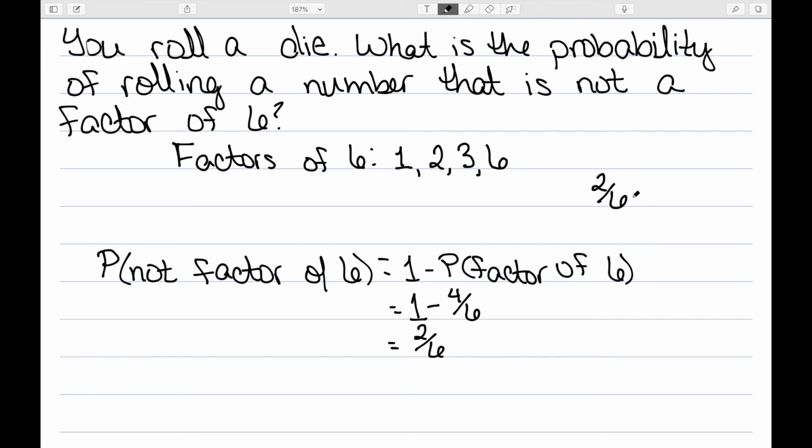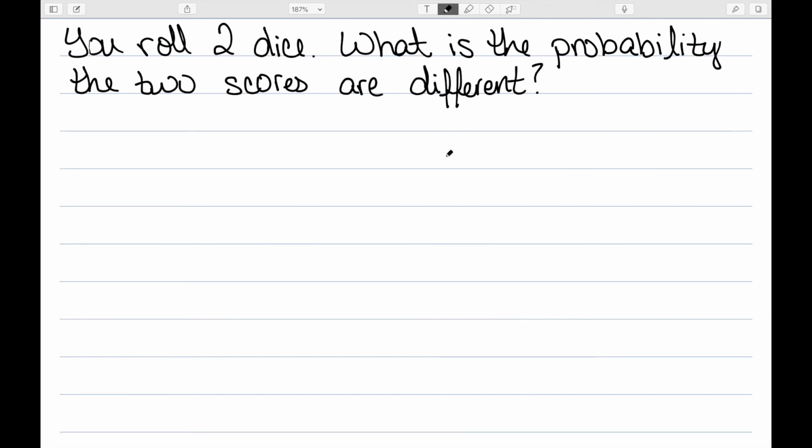Let's look at one where doing the complement makes a lot more sense and is a lot quicker and easier than to think it out in a different way. Let's suppose you roll 2 dice. What is the probability that the scores are different? We could think through all the possibilities. We could roll a 1 and a 1, a 1 and a 2, etc., all the way up to a 1 and a 6. We could do a 2 and a 1, a 2 and a 2, etc.